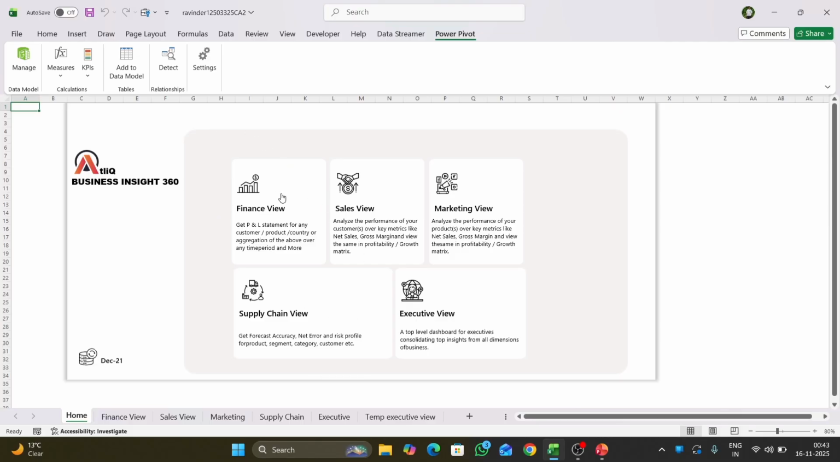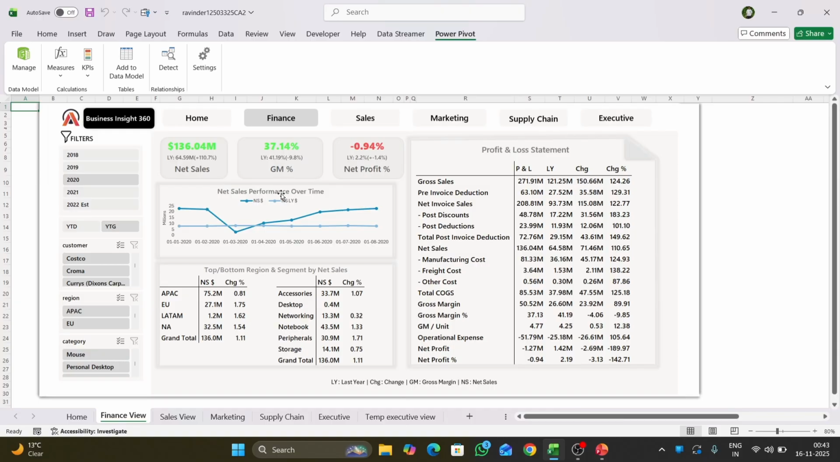So let's start with finance view. The finance dashboard provides a complete profit and loss overview for the company. Here at the top we have 3 KPIs: net sales, gross margin percentage, and net profit percentage, with the last year comparison and percentage change. This helps us to quickly understand the overall financial health of the company.